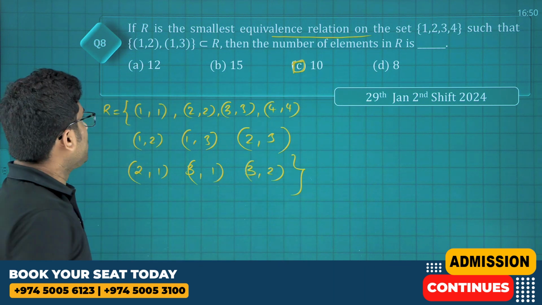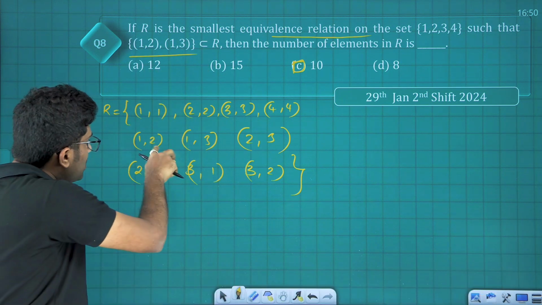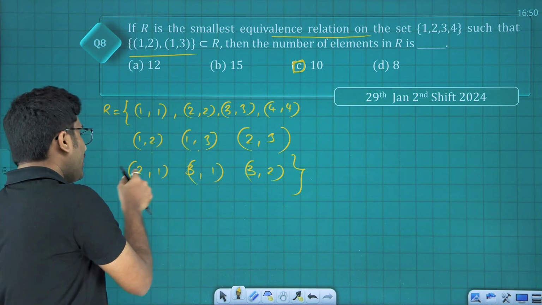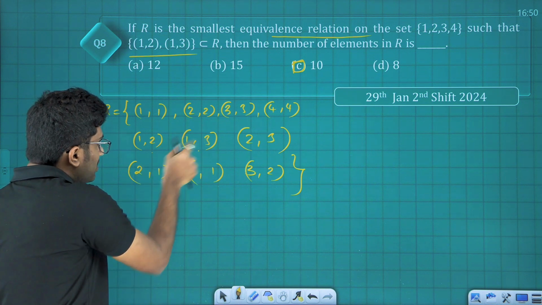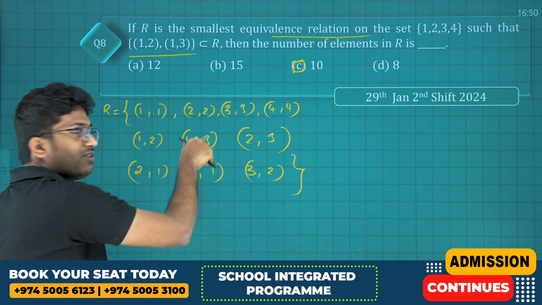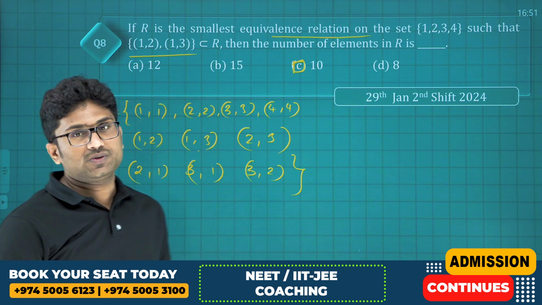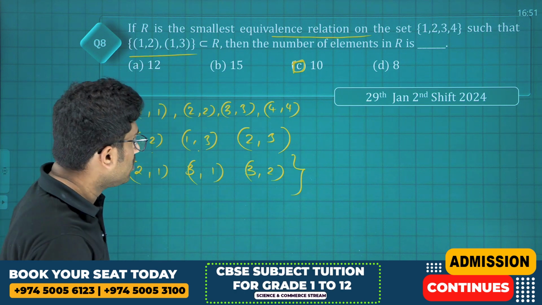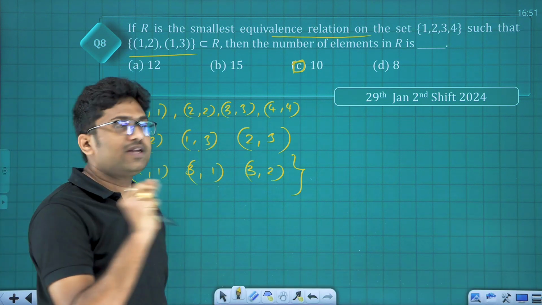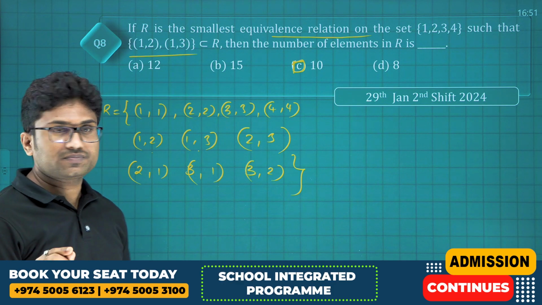Clear, friends? Because we have (1, 2) and (1, 3), these two elements should be there. So if these two are already there, to make them symmetric, we have added (2, 1), (3, 1). Now, when you have added (2, 1), (1, 3), AB, BC, AC we will check. That is (2, 3) should be added. If (2, 3) is there, to make it symmetric, again (3, 2). So this is what we say, it is reflexive, symmetric and transitive. Hence it is the smallest possible equivalence relation on this. With these two subsets we'll have how many elements? 10 elements.